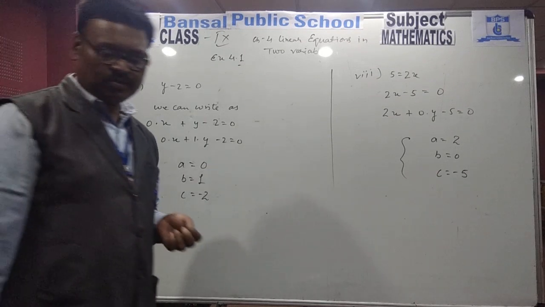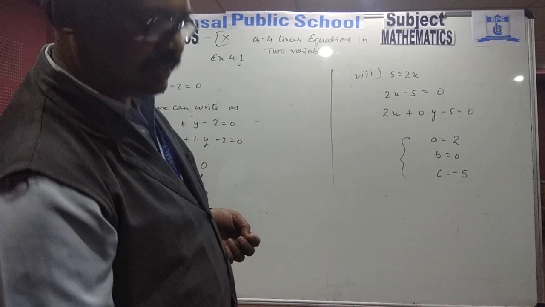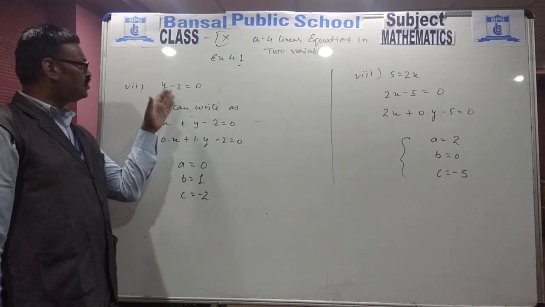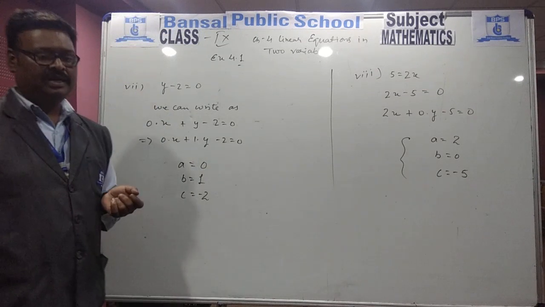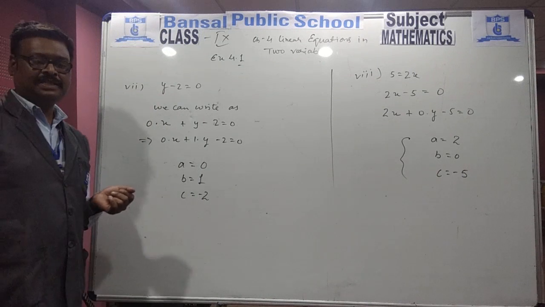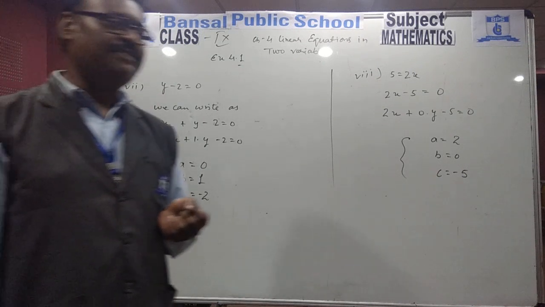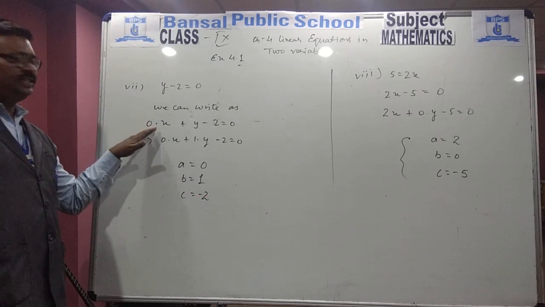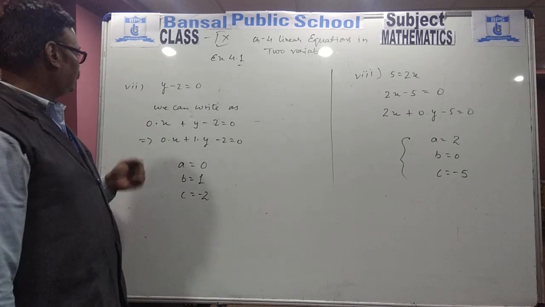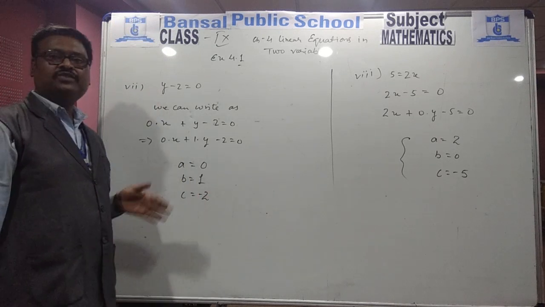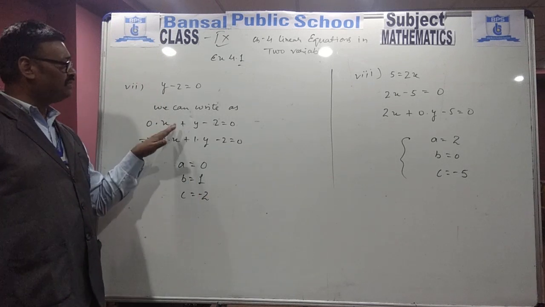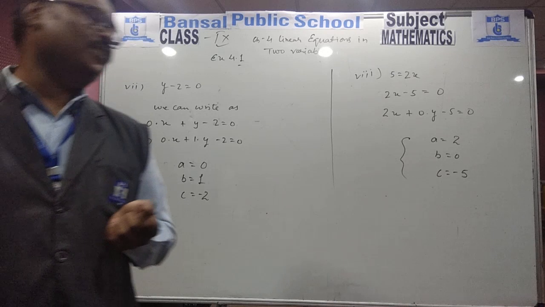Fine. Now we will go for question number 7th part. That is a different one. The equation is given as y minus 2 is equal to 0. I observe here y, but there is no x. So what I will do? I will put 0 into x, because 0 into x is equal to 0. So that means x is absent, so I will put 0 into x plus the remaining equation y minus 2.